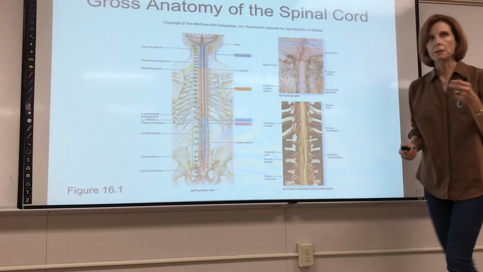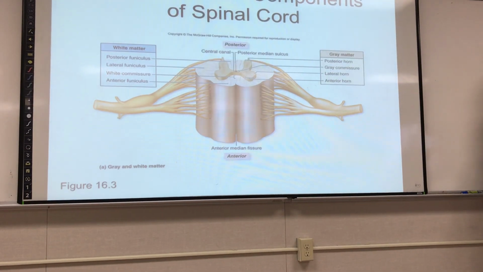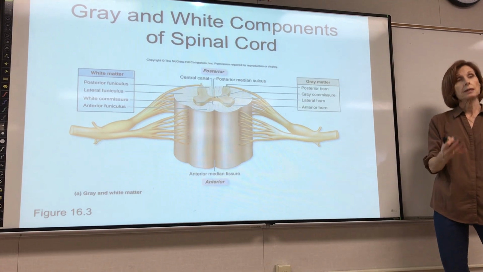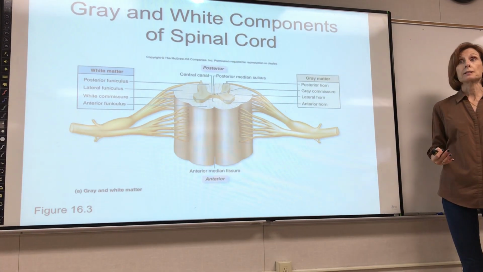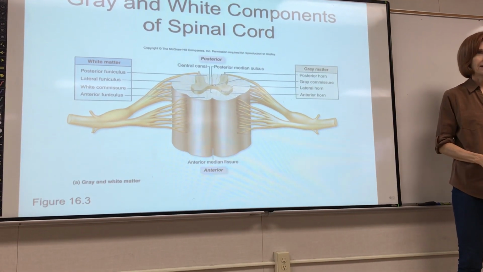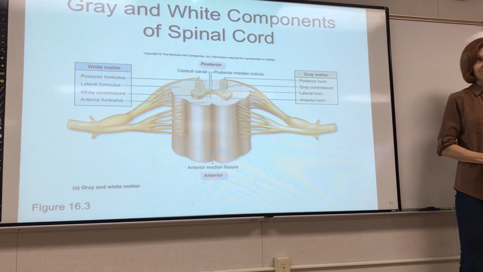So let's just talk about the basic structure of a spinal nerve. We'll start this and then we'll finish that on Tuesday, and we'll talk about the autonomic nervous system on Tuesday, and we'll be done. Okay? You guys know your test is next Thursday, right?